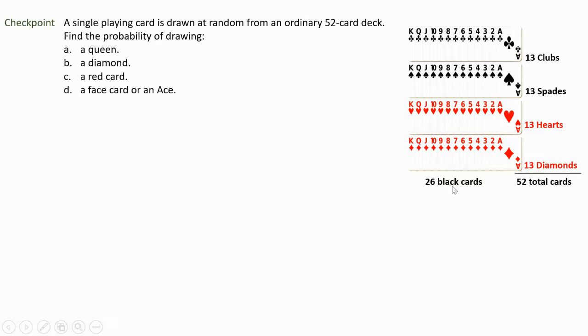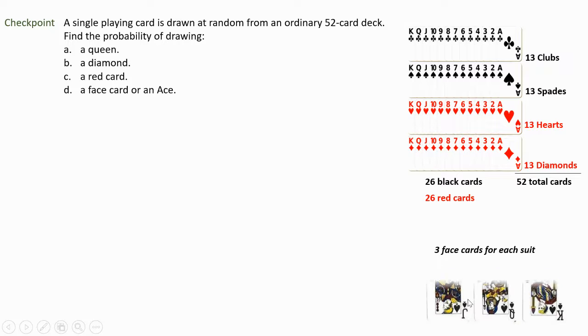Now, there are 26 black cards and 26 red cards. And then there are the face cards. The face cards are the cards that have a face on them. For example, the jack, the queen, and the king are all called face cards. There are three face cards in each suit: the king, queen, and jack of clubs, spades, hearts, and diamonds. So there's a total of 12 face cards.